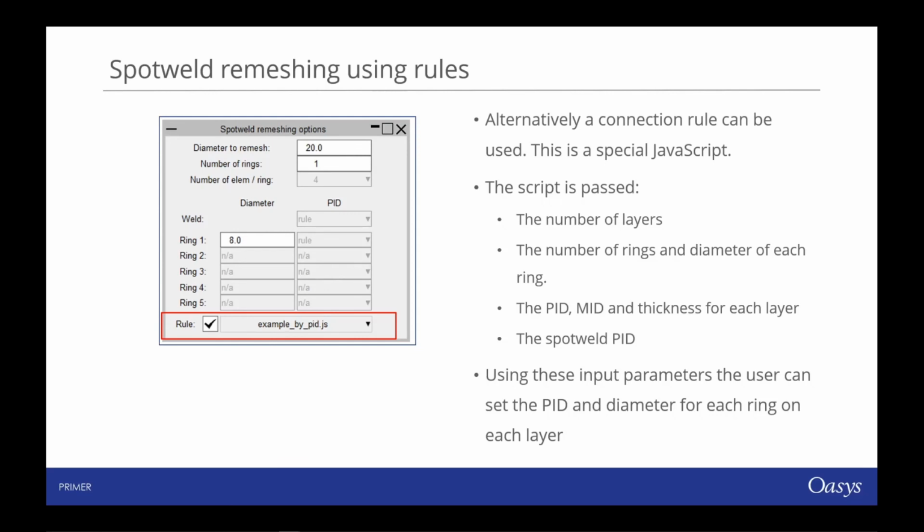Now, alternatively, you could use a connection rule to create the spot weld remesh. So this is a special JavaScript, and the script is passed the number of layers, the number of rings and diameter of each ring, the part ID, the material ID, and the thickness for each layer, and the spot weld part ID. So the information it is fed to the remesh, and using these input parameters, the users can then set the part ID and diameter for each ring on each layer.